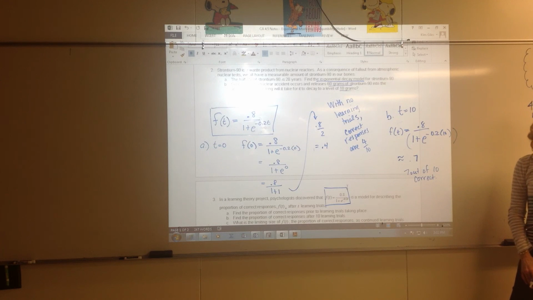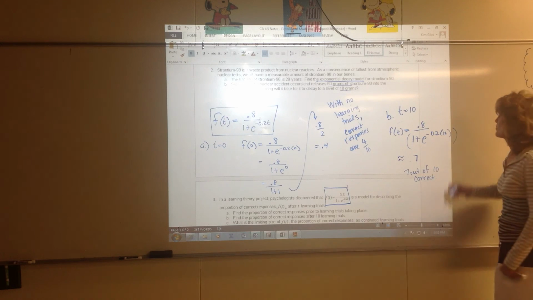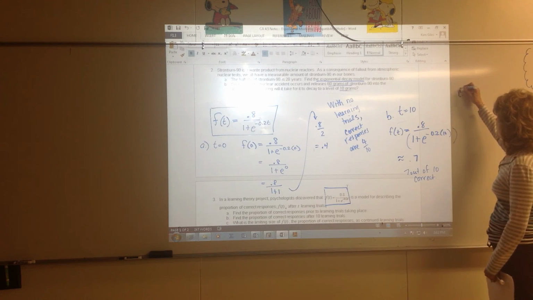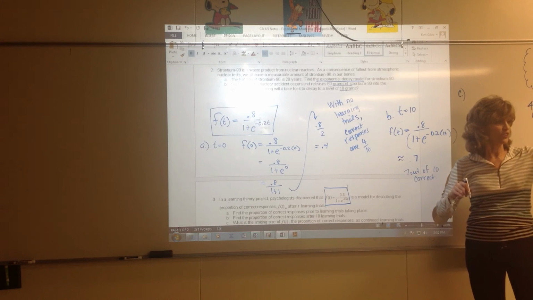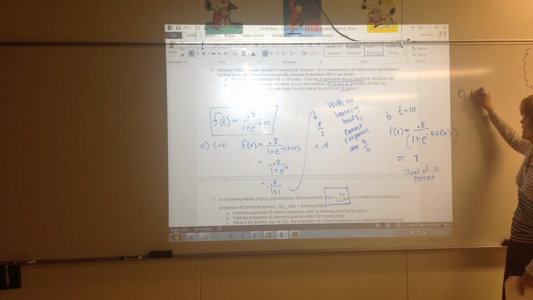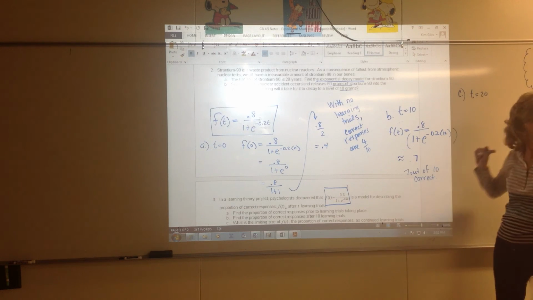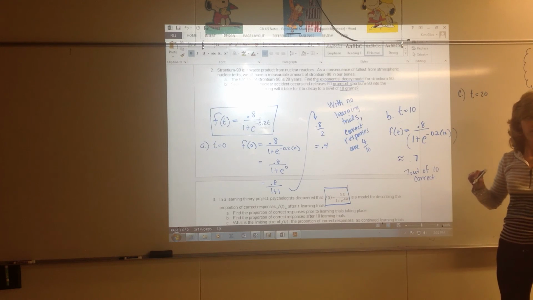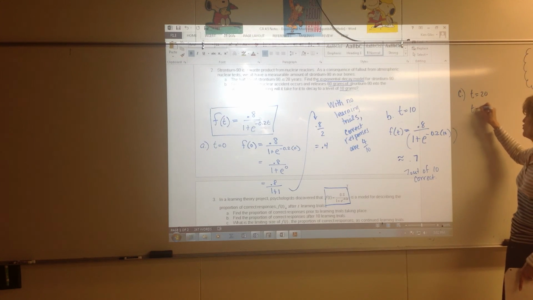On part C, the last question says, what is the limiting size? Okay, in order to answer this question, we're going to experiment. I'm going to assign all of you a value. So Tucker, your row, y'all do 20 learning trials. Victoria, you do 50.